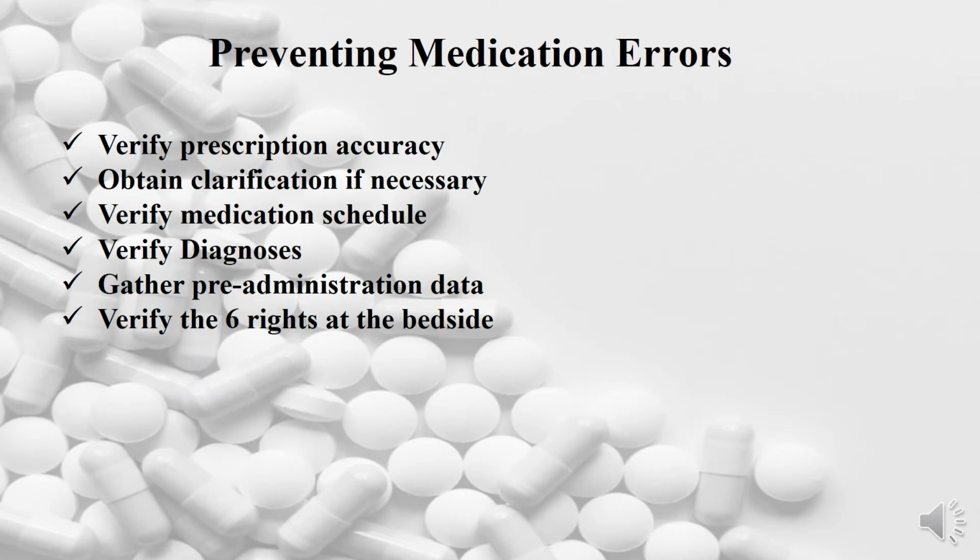Preventing medication errors is very important because of everything we just talked about. So you, as a nurse, must verify the prescription accuracy. You should obtain clarification if necessary. Like I stated before, if you receive a PRN medication order, give acetaminophen 1 to 2 tabs, PO, Q6 hours, PRN, headache. That's an incorrect order, and you need to call the provider and ask them to clarify their order for you.